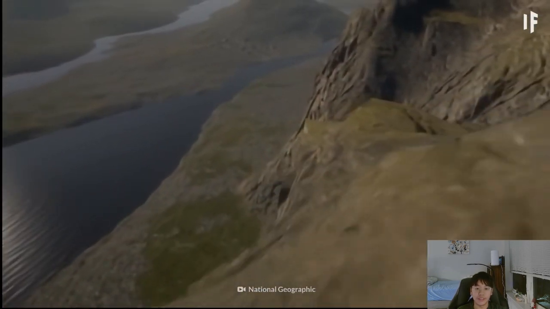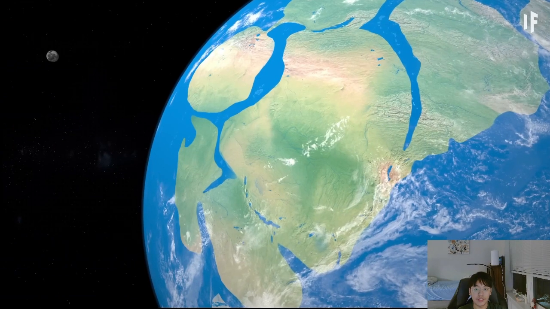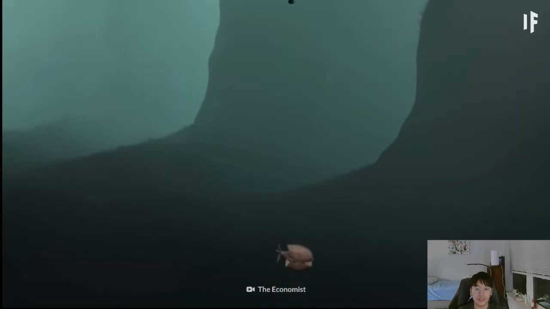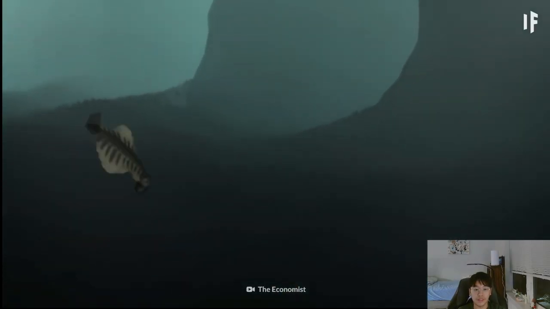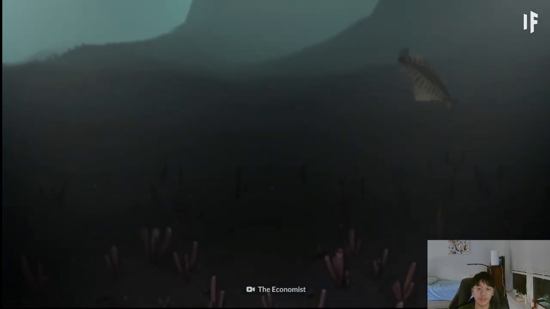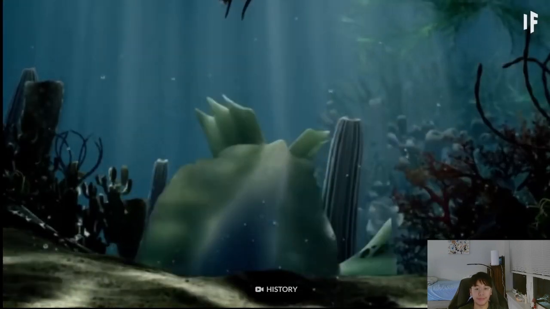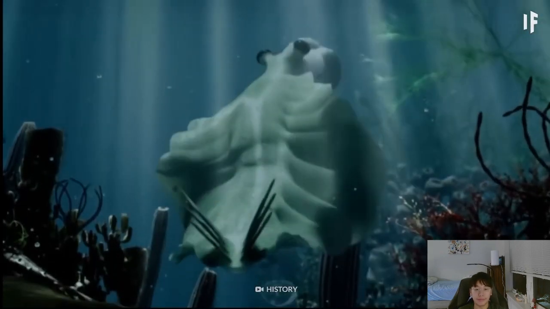Rodinia broke apart and a new supercontinent assembled. This one was called Pannotia. Then, between about 540 and 485 million years ago, there was an explosion of new life. This time was called the Cambrian explosion.